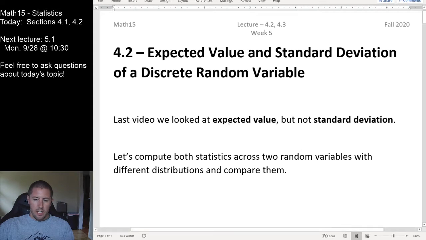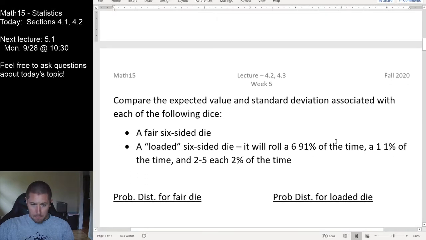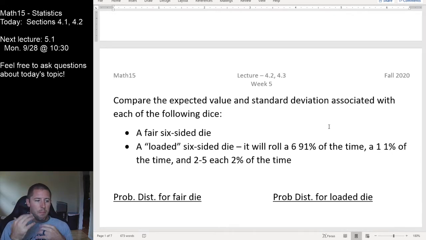So let's go ahead and look at an expected value and a standard deviation comparison here so we can see how to compute each of these things. So here's the scenario we're going to take a look at. We want to make a comparison across two things so we can understand how we're interpreting expected value and how we're interpreting standard deviation. We want to compare expected value and standard deviation associated with the rolls of these two different dice. So one of the dice that we'll look at is a fair die, meaning all of the sides are equally likely to be rolled.